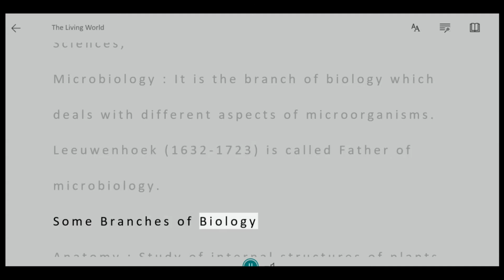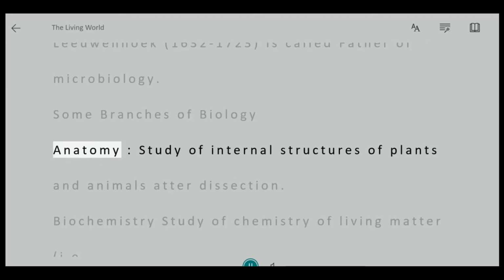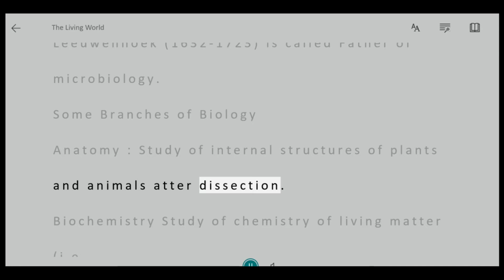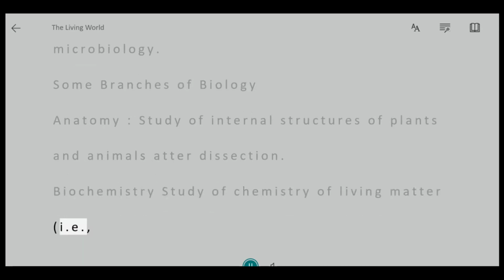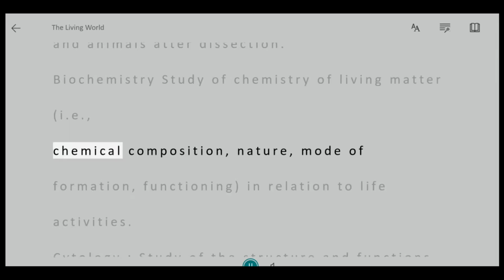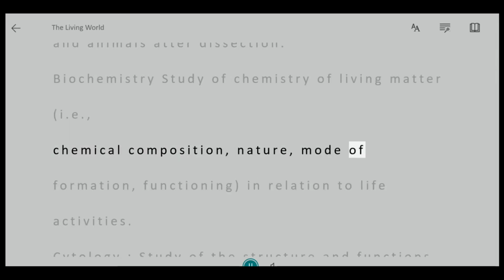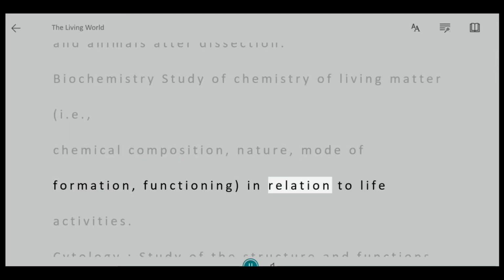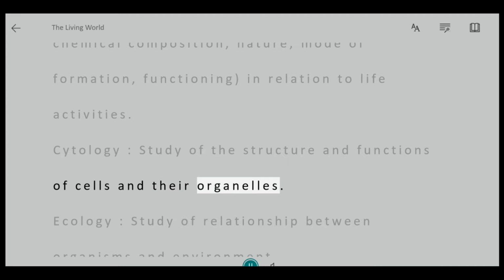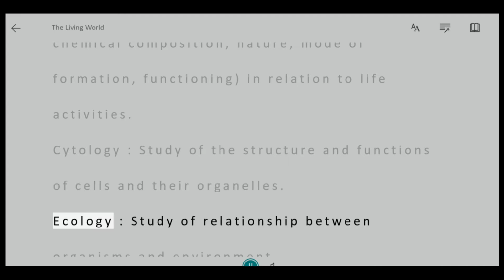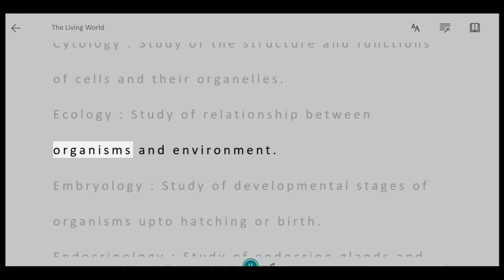Some branches of biology. Anatomy, study of internal structures of plants and animals after dissection. Biochemistry, study of chemistry of living matter, i.e. chemical composition, nature, mode of formation, functioning, in relation to life activities. Cytology, study of the structure and functions of cells and their organelles. Ecology, study of relationship between organisms and environment.